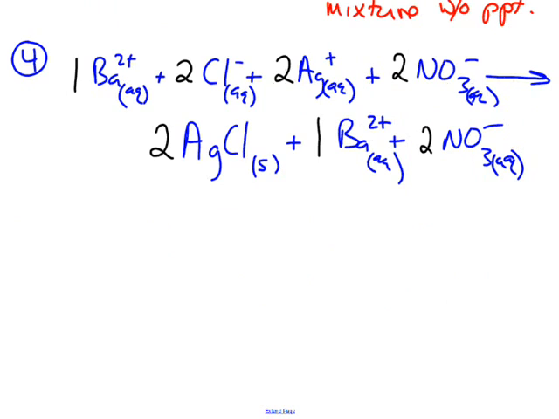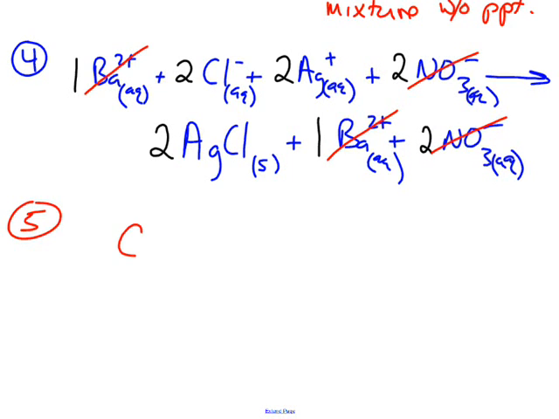The last thing we want to do is do what's called the net ionic equation. For the net ionic equation, we're going to eliminate what are called the spectator ions, the ions that didn't change. So if we look at this equation, we see that the barium did not change. It stayed as a 2+. It did not participate in the reaction, nor did the nitrate ions. We're going to cancel those out. And then we're going to rewrite the equation, leaving those spectator ions out.